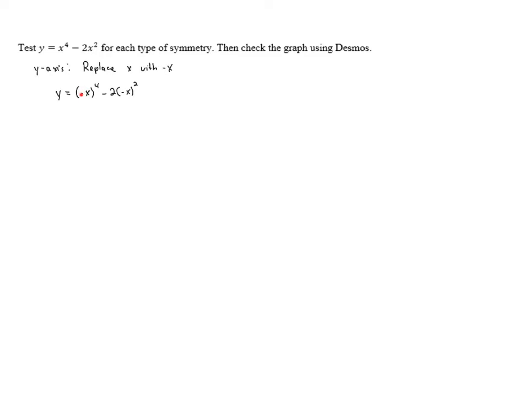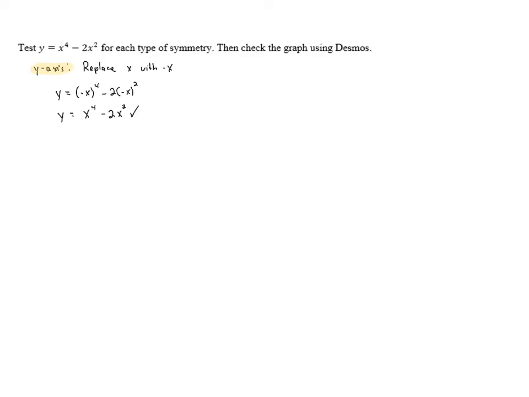Now, when we have a negative raised to an even power, that's going to end up being a positive. So this is going to be a positive x to the fourth, because we've got a negative times a negative times a negative times a negative, and the first two negatives and the last two negatives cancel. Then we've got minus 2 times, and again, a negative times a negative is going to be a positive, so we've got minus 2x squared, and this is equivalent to the original equation, so we know that we have symmetry with respect to the y-axis.